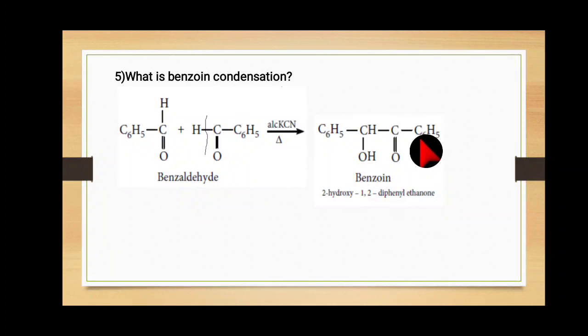The first carbon is bonded with C6H5. The second carbon is also bonded with C6H5. The second carbon also has OH bonded. That's why it is 2-hydroxy-1,2-diphenylethanol. It is called benzoin.